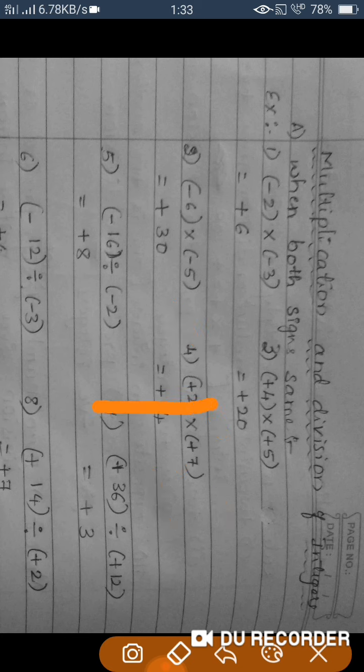Then go for the fifth one. Here division I have taken, not multiplication. So division between the two same sign integers. 16 divided by -2. So just divide, 16 divided by 2, that is 8. But both signs are same, that's why it is plus.